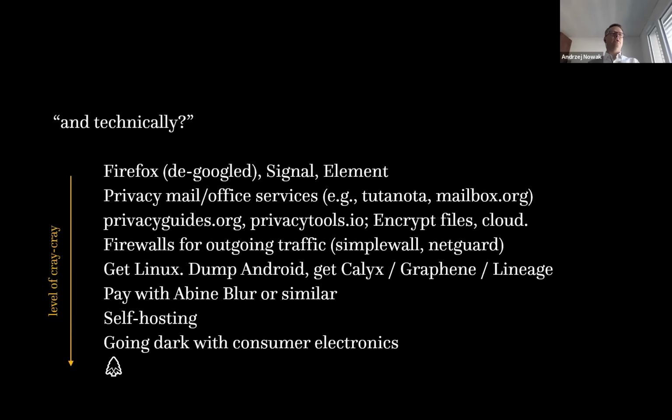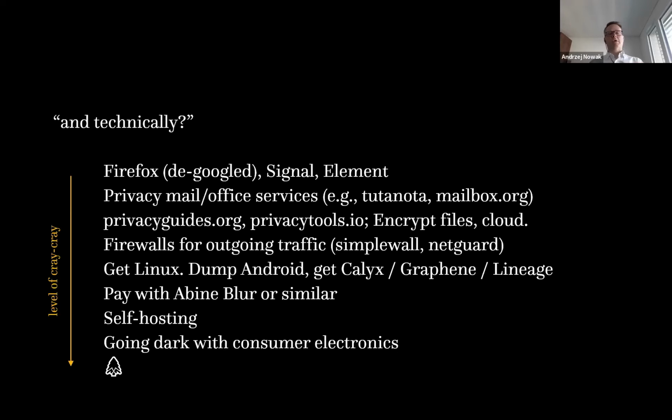And in technical terms, there's a long list of things that you could do that range from the least crazy at the top to the most crazy at the bottom. So you could very easily start with using a different browser, using a different communicator, such as Signal or Element, and then you could move towards privacy-friendly cloud services. You could read some guides about privacy. Then if you want to commit even more time and you are more paranoid or more exposed, you may want to go towards firewalls for traffic that is actually outgoing. So the app cannot send information from your phone or from your computer to the mothership.